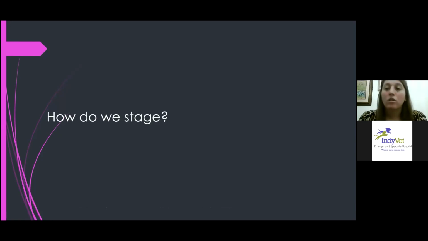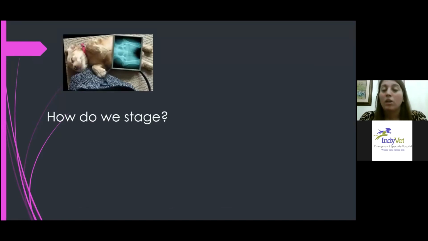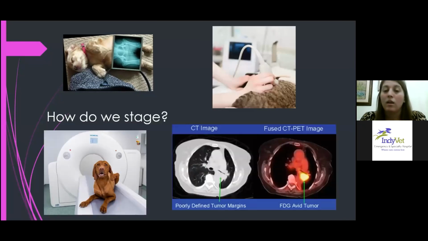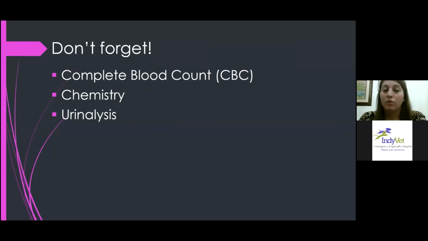How do we stage? Staging can be done at the same time you're doing diagnosis, as many of the diagnostics are the same. We can do radiographs, we can do abdominal ultrasound, CT scans, and MRI. Specifically, we can do a fused CT or MRI with PET scan, which is positron emission tomography that I'll go through in a bit. Don't forget, we also stage using our core diagnostics of a CBC, a chemistry, and urinalysis.